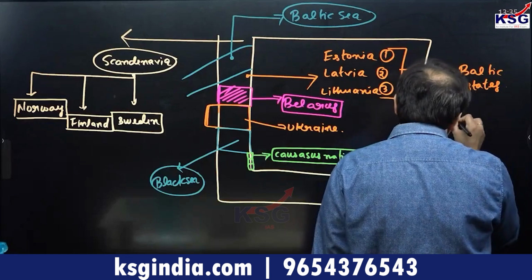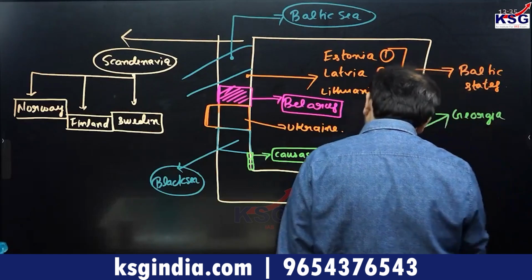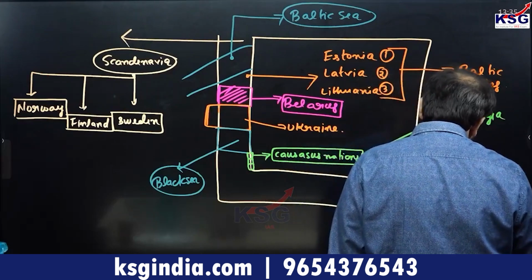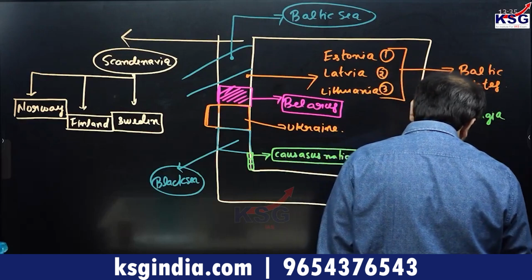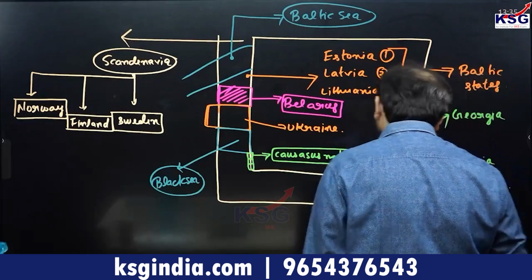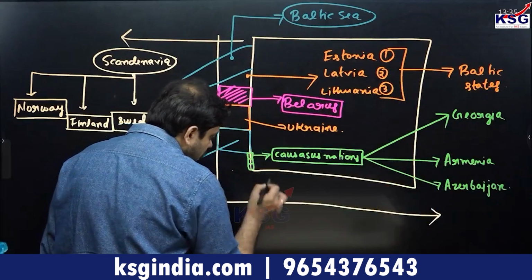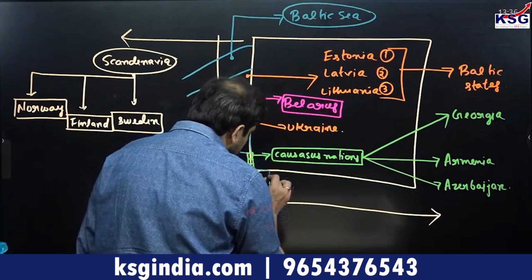The Caucasus nations are Georgia, Armenia, Azerbaijan. Okay, and as you turn from the Caucasus nations over here, you have what is known as the Caspian Sea.